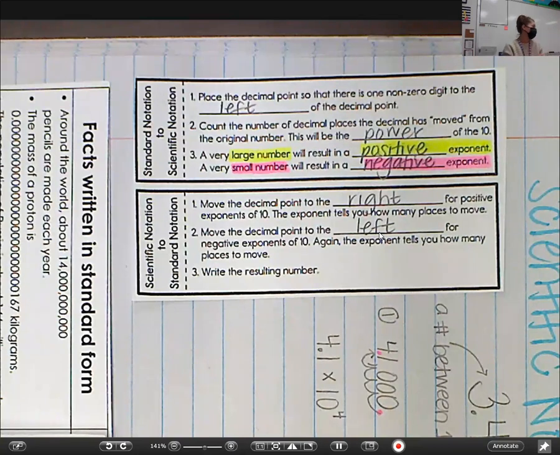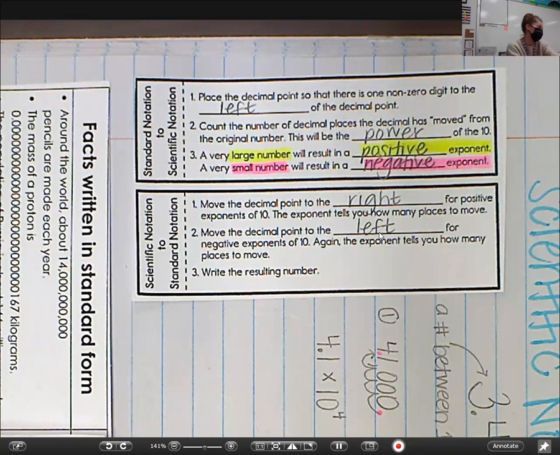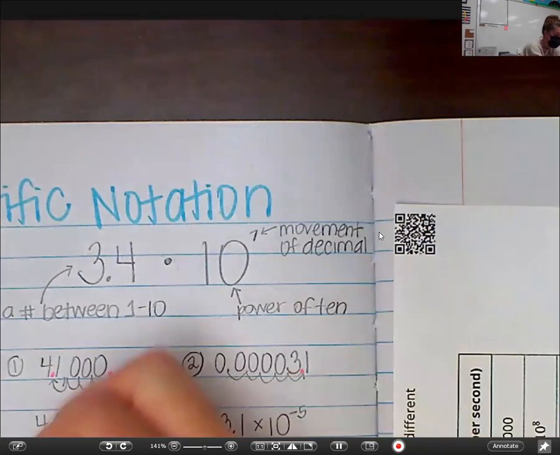Now, I don't want you to have to memorize directions. Like, I don't want you to say positive means right, negative means left. I want you to think about it differently. So here's how I would like you to think about it.